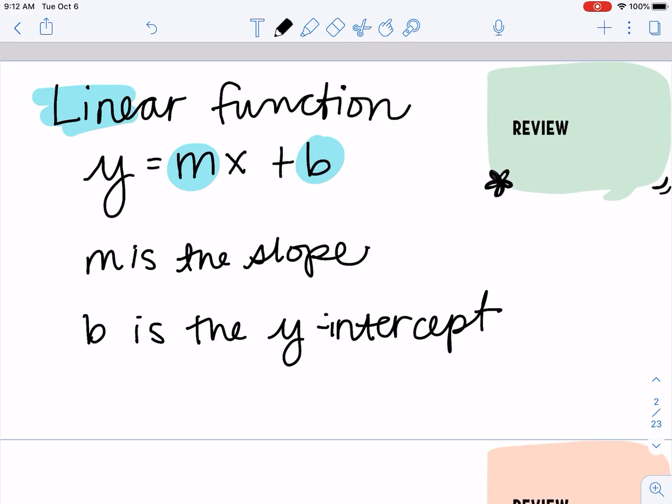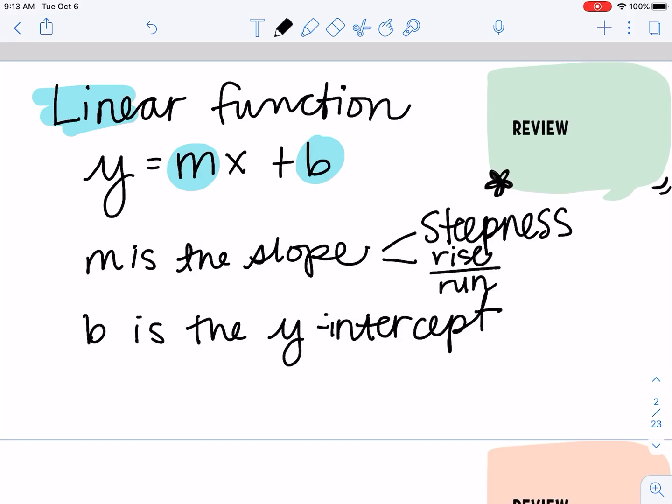When we talk about slope, slope measures steepness. So we're talking about the steepness of the line, and the way that we measure that is by thinking about how much the line goes up over how much the line goes to the right. So how much it goes up divided by how much it goes to the right. Sometimes we call that rise over run.